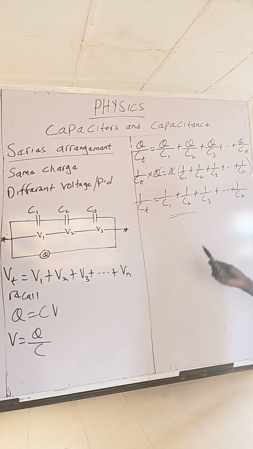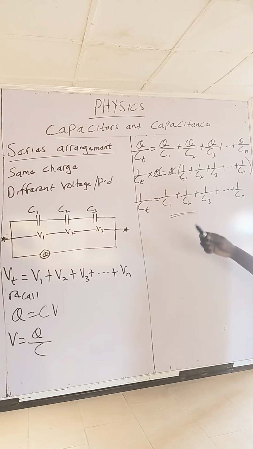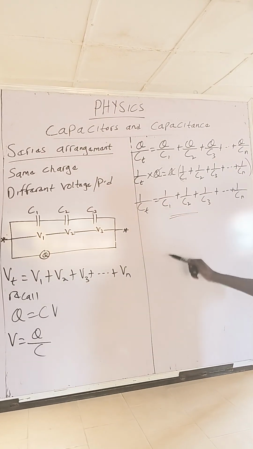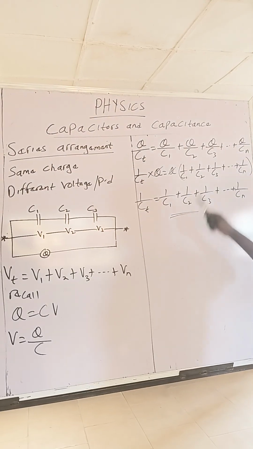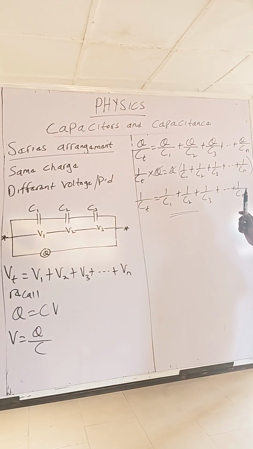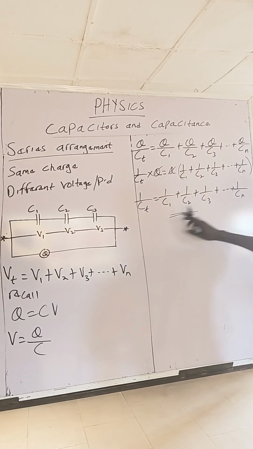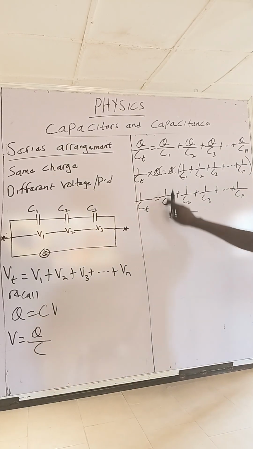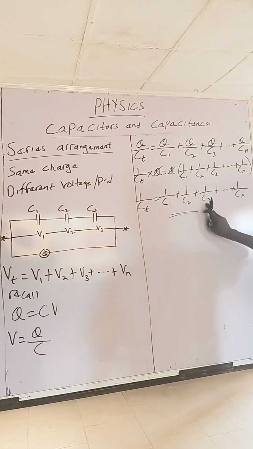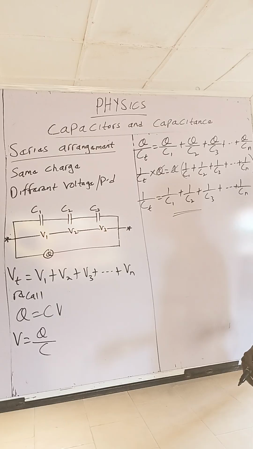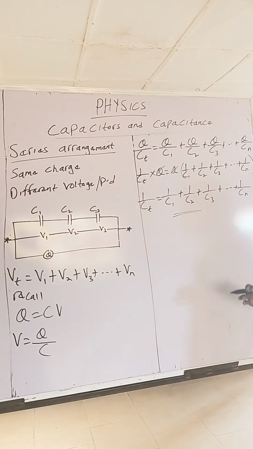parallel arrangement. Parallel arrangement is just sum everything together, but for series is the inverse of each of them. So you just 1 over C1 plus 1 over C2 plus 1 over C3 up to 1 over Cn. So we can now see that our 1 over C total equals 1 over C1 plus 1 over C2 plus 1 over C3 up to 1 over Cn. It gives total how to determine our total capacitance for series arrangement.